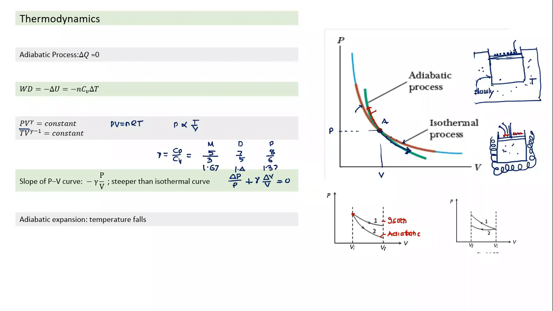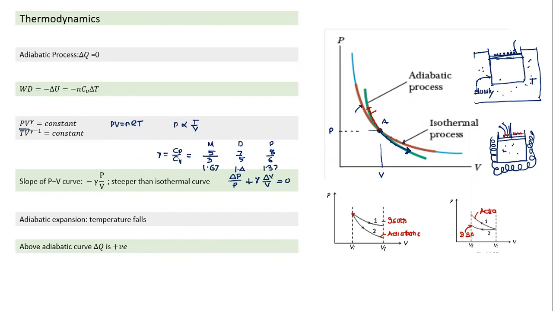If I have another curve like this, this is the starting point. How is the volume changing? The final volume is smaller. If the final volume is lesser than the initial volume, it is compression. And if one of them is adiabatic and one is isothermal, the one with the less steep slope is isothermal, and the one which is more steep is adiabatic. We can spot those curves if two are there. And in this case, temperature is rising.